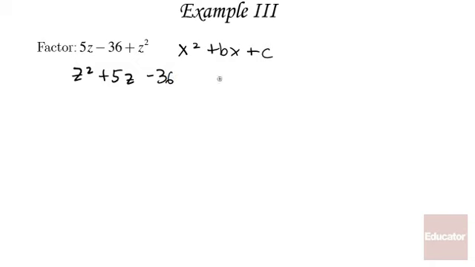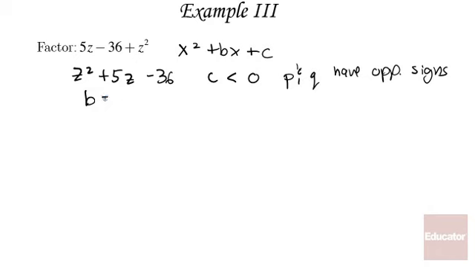So I see that c is less than 0. When c is less than 0, p and q have opposite signs. One's going to be positive, one is going to be negative. Remember, figure out the signs, then determine what b and c are. b is equal to 5, and c is equal to negative 36.